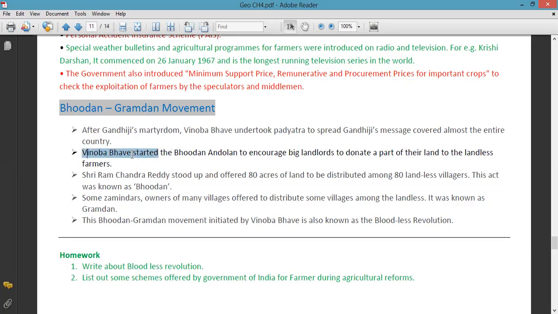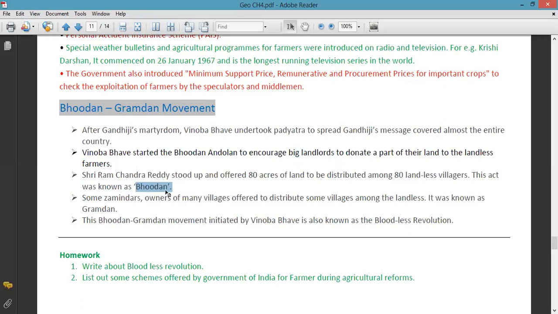Vinoba Bhave started a Bhoodan Andolan. Here you should listen, all the remaining four points are important. Bhoodan Andolan was to encourage big landlords to donate a part of their land to landless farmers. Why should big landlords give their lands to landless farmers? Next, Sri Ramachandra Reddy offered 80 acres of land to be distributed among 80 landless villagers. This act was known as Bhoodan.